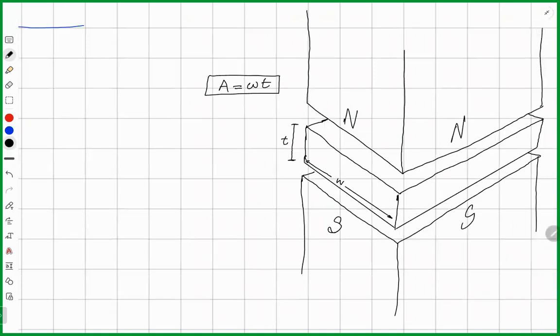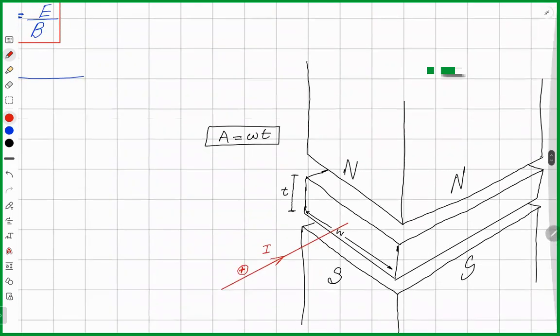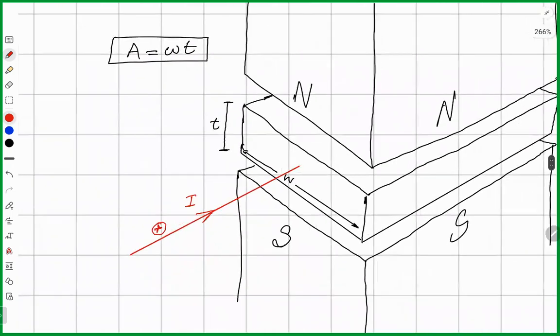What if we connect it to a circuit where there is current going in from here? This is the current going in. Let's consider current means a positive charge is going in. Now, when a moving charged particle, not a charged particle which is at rest, goes into a magnetic field, it experiences a force.